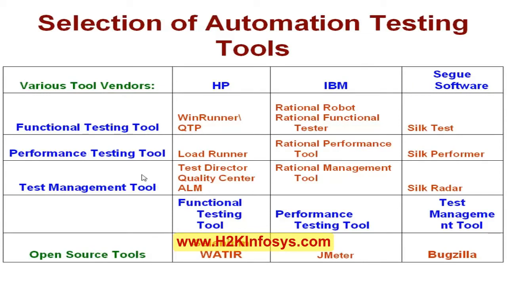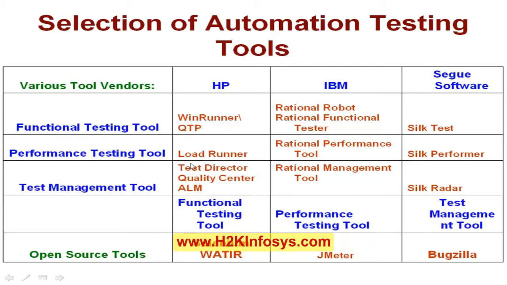And this shows what tools are available in the market. This is functional testing tools from HP, from IBM, from CG Software. Basically these are paid tools, so various tool vendors mean you have to pay money for these tools. Here we have WinRunner, Qtip. I have to update this slide. Now we are calling Qtip as GFT.